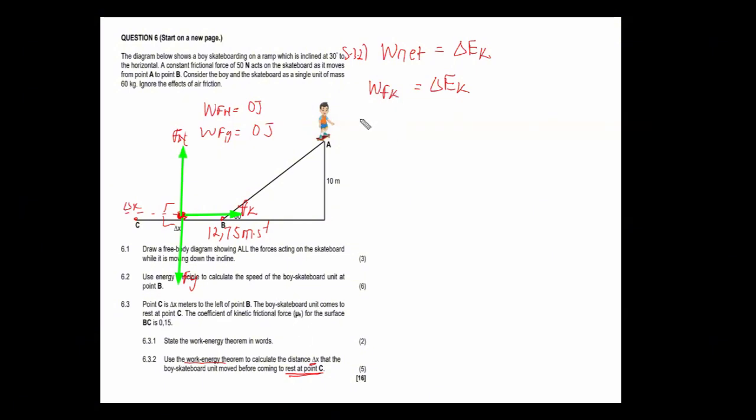So we can then break down our WFK here to Fk delta x and then cos theta, which equals half m bracket vf squared minus vi squared. But then the catch is that we are not given Fk. Instead, we are given the coefficient of friction. So what do we do in this case? Whenever we are given the coefficient of friction, we need to always put it in the back of our minds that we need to calculate Fk, right? So we need to be calculating Fk on our own.